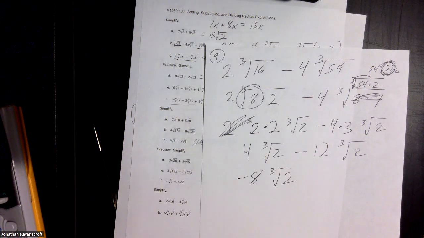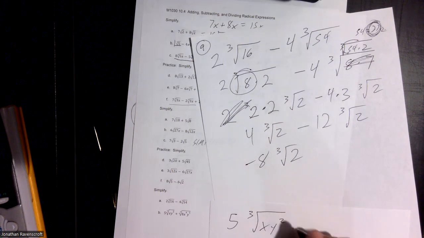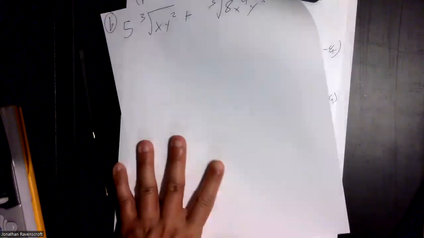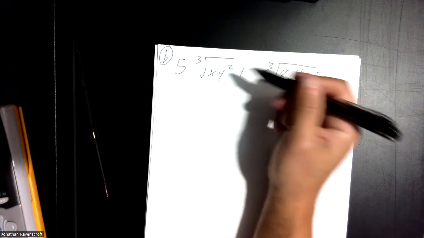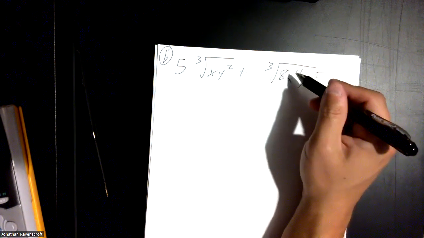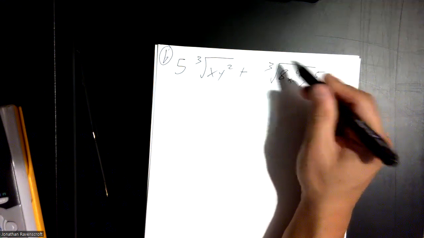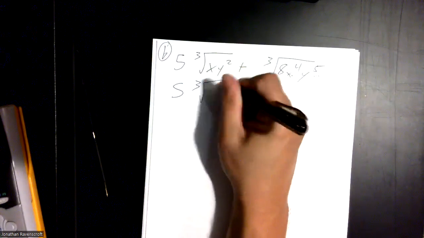All right, what's next? 5 cube root of xy squared plus cube root of 8x to the 4th, y to the 5th. Now this is similar to the stuff we did in the previous section on simplifying. Cube root. Well, I can't take the cube root of x and I can't take the cube root of y squared, so I leave it alone. Over here, I can definitely take the cube root of 8. Now this is 4, this is 5. What I want is a multiple of 3. So what I'll do is I'll take some out so that I have 3's. Nothing changes over here.